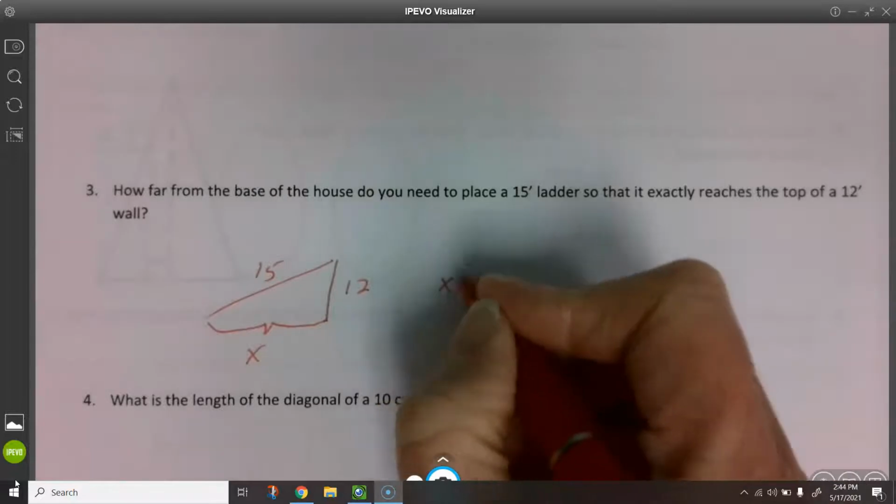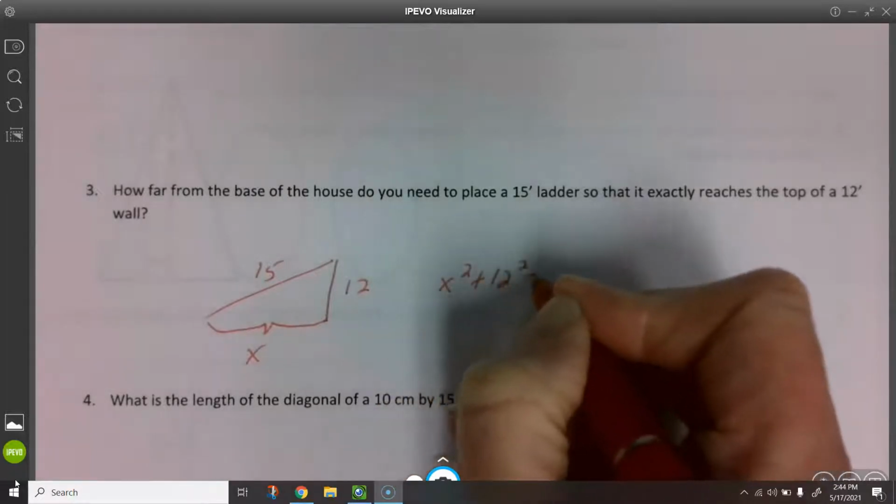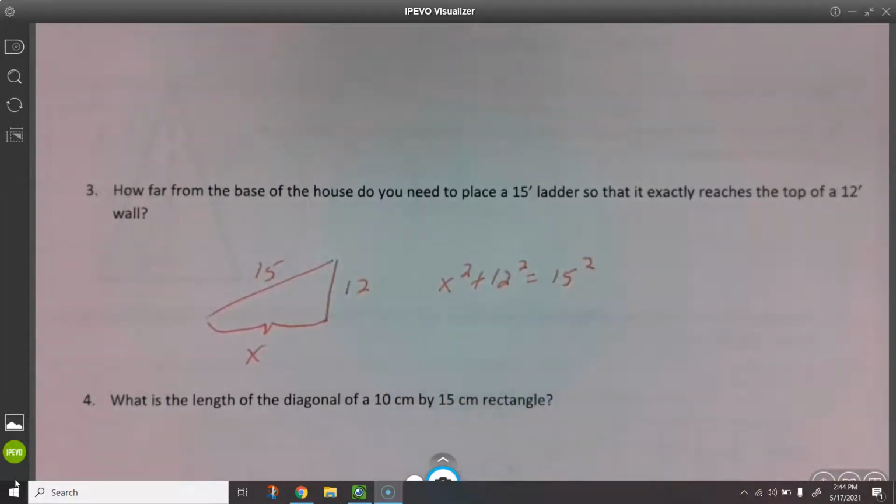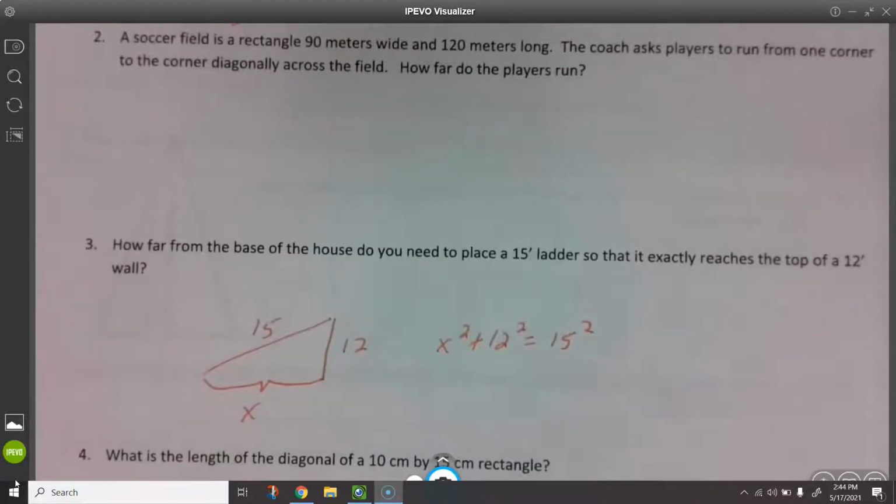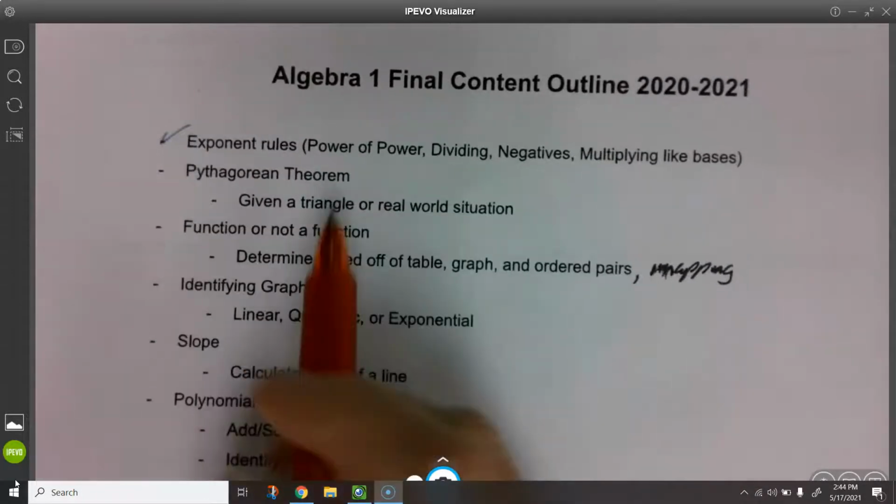So this one, I'm going to have x squared plus 12 squared is equal to 15 squared. And then you solve that. Okay? But we already practiced that, so I'm not going to take up all your time. Next thing we're going to do, those are our first two topics, Pythagorean theorem.